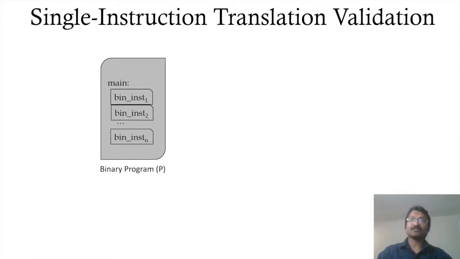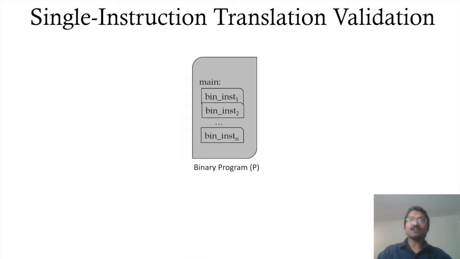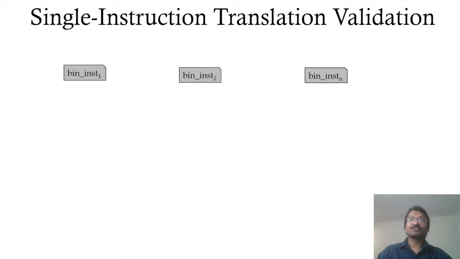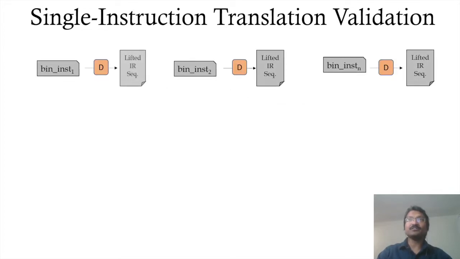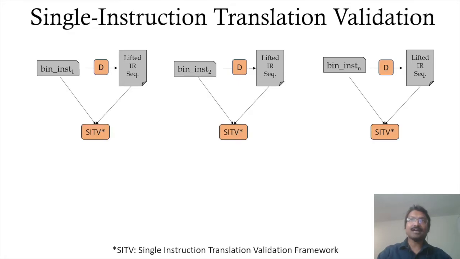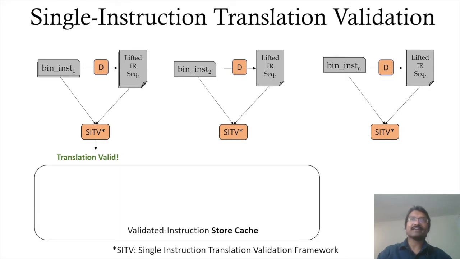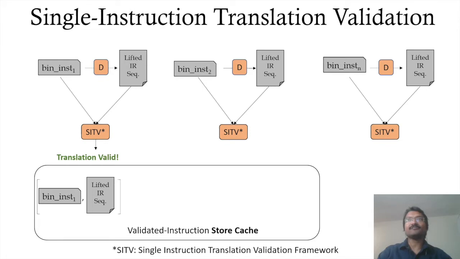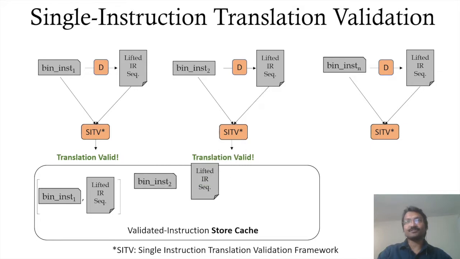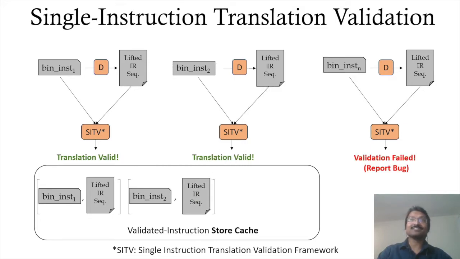Single instruction translation validation is about validating the lifting of individual instructions of a program in isolation. We start with the binary program P, isolate the constituent instructions, which are then lifted individually by the lifter. The binary instruction and the corresponding lifted IR sequence are then fed to a single instruction translation validation framework, which could have two outputs. Either it will say that the translation is validated, in which case we cache the pair of binary instruction and the lifted IR in a stored cache. Similar decisions could be made for other instructions. Or the framework will say that the validation failed, in which case we found a bug to be reported.